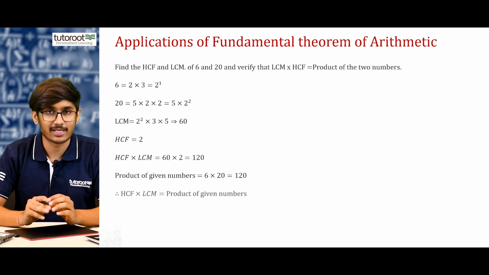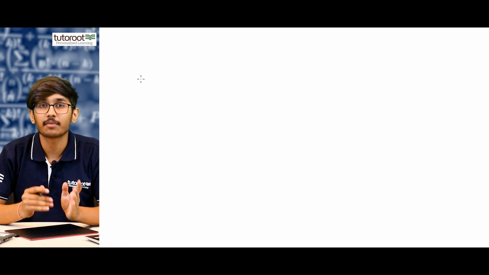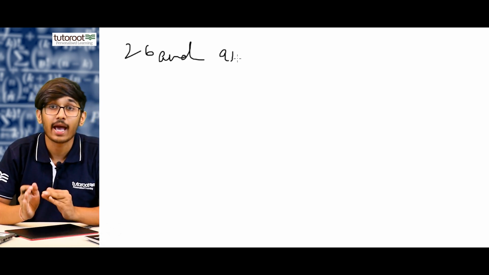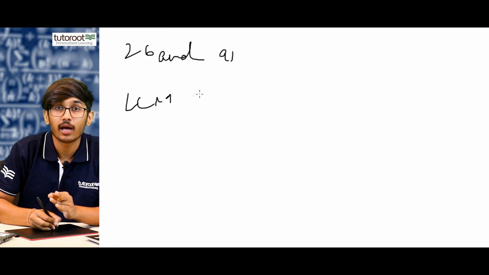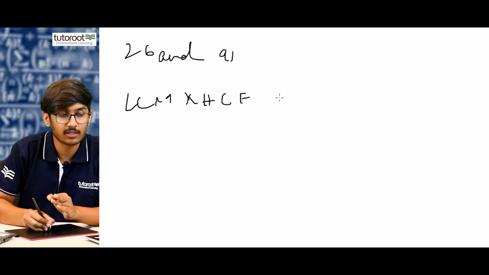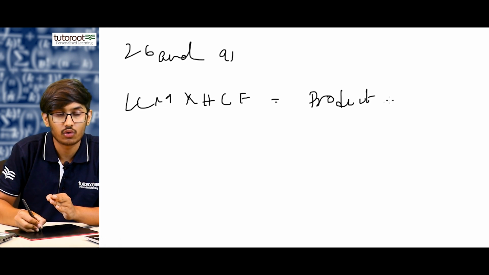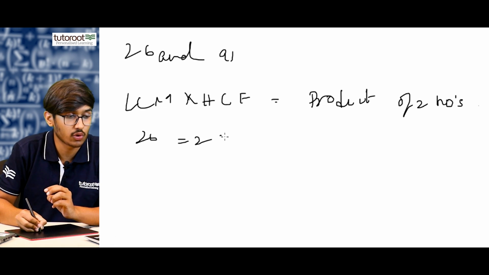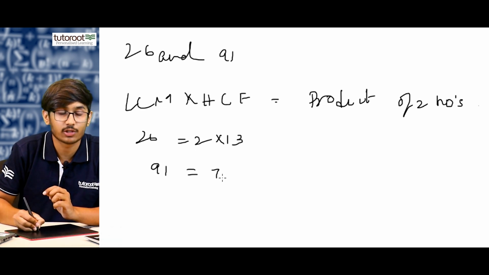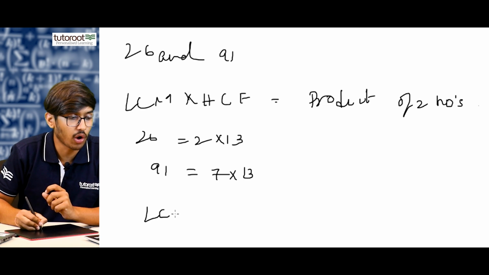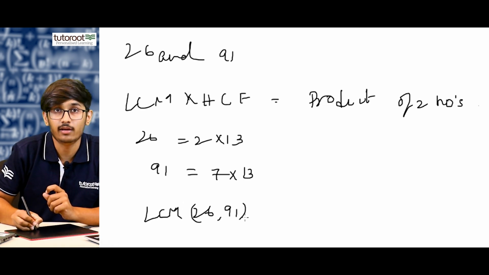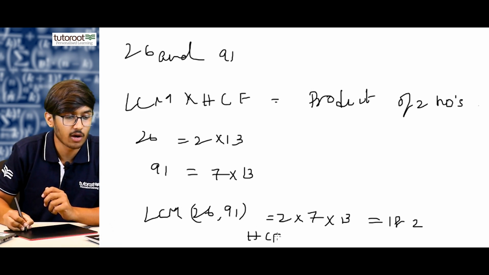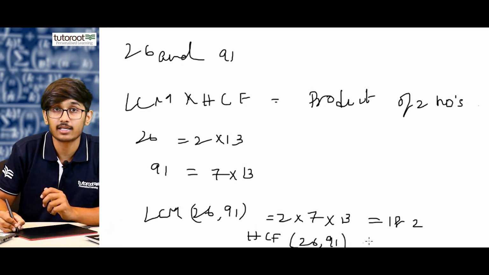Now we will discuss one more example to verify this relation. Find the LCM and HCF of 26 and 91 by prime factorization method and verify that LCM into HCF is product of two numbers. So 26 is equal to 2 into 13, 91 is equal to 7 into 13. So LCM of 26 and 91 is 2 into 7 into 13, which is 182, and HCF of 26 and 91 is 13.